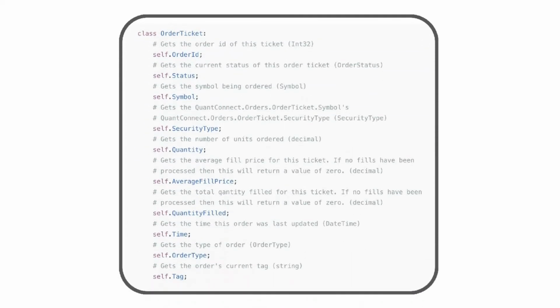Some of the most interesting properties of an order ticket object are its status, order ID, symbol, quantity, quantity filled, average fill price, and order type. But more on some of these later. Now, let's first take a look at how to actually place orders and thereby create order tickets in the first place. QuantConnect supports 5 different order types that we will go over one by one now.